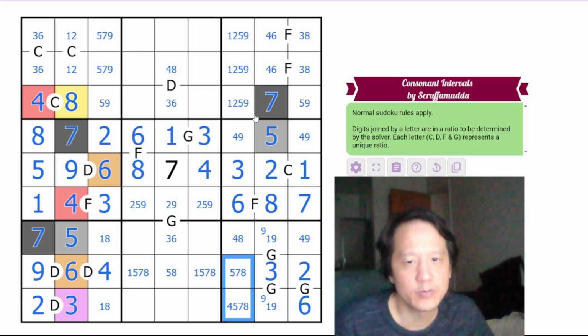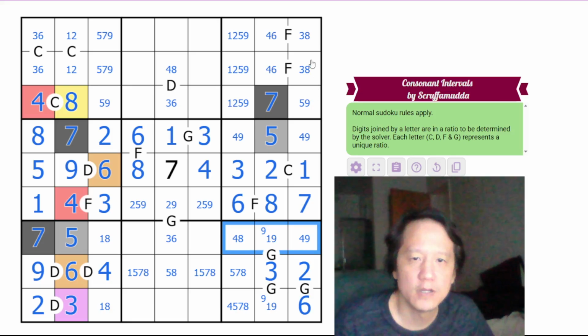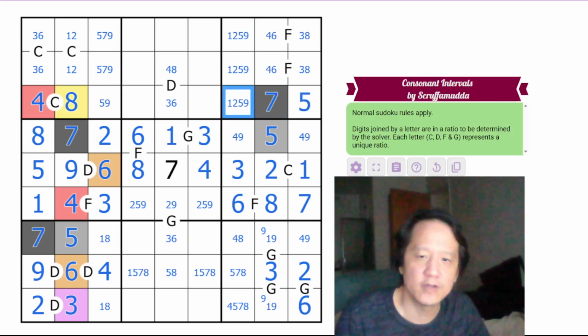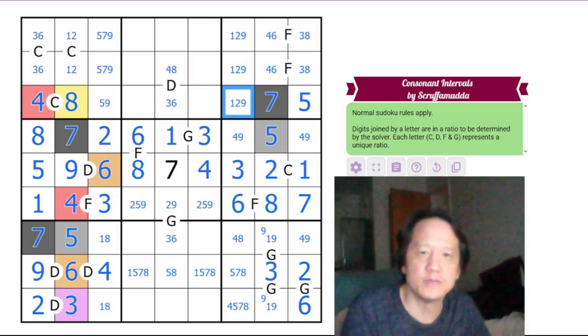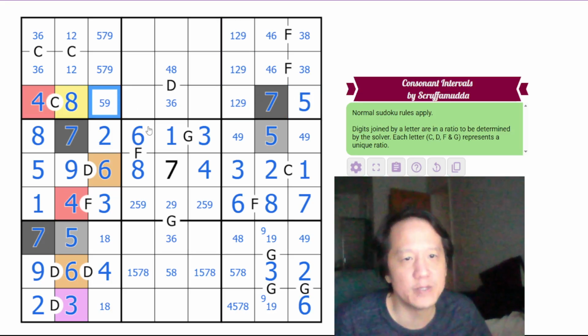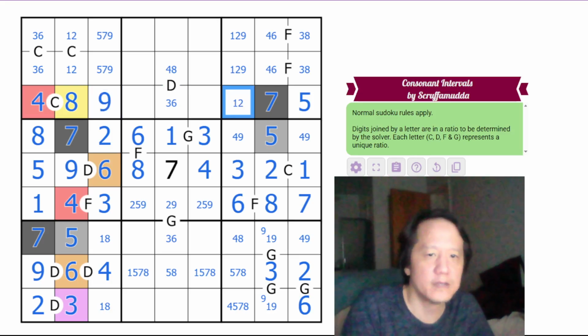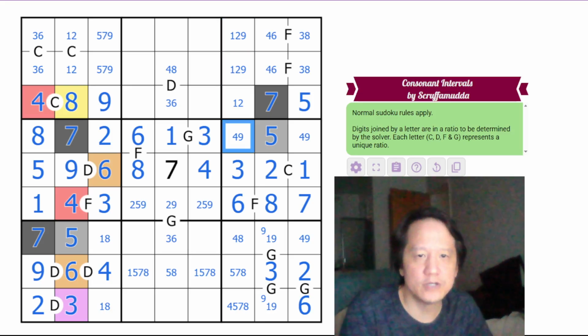We have a 4, 9 pair in column 9, which eliminates 4 and 9 in the rest of the column. Therefore, this must be a 5. That means 5 cannot be here. This becomes a 1, 2, 9 triplet. 5 eliminates 5 here, so this is 9. This can no longer be 9 then. We have a 1, 2, 9 triplet, which eliminates 1, 2, 9 in the rest of column 7.